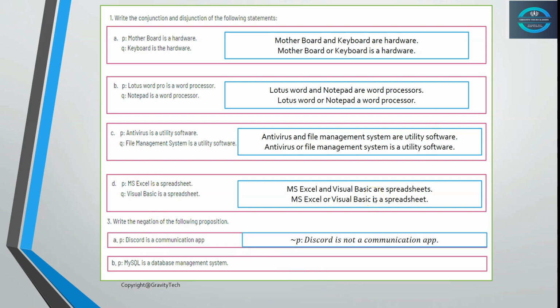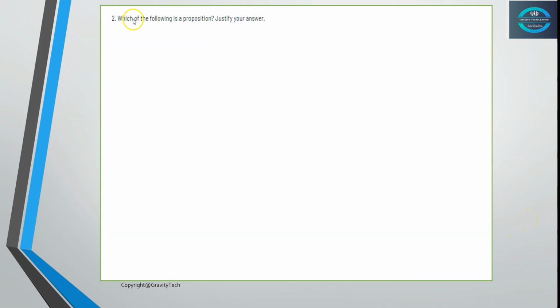See, the statement given is: Discord is a communication app. We just have to negate it, meaning make it false. Discord is not a communication app. See, negation of P: Discord is not a communication app. MySQL is a database management system. You can simply say MySQL is not a database management system. Easy. Next. Which of these is a proposition, and justify your answer.